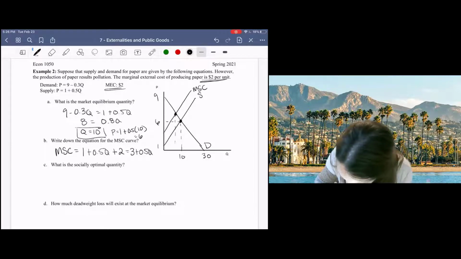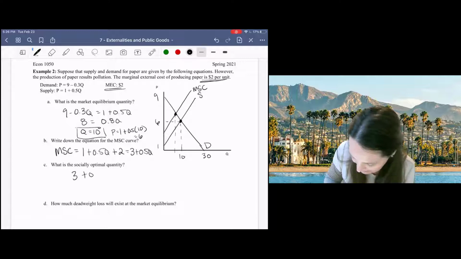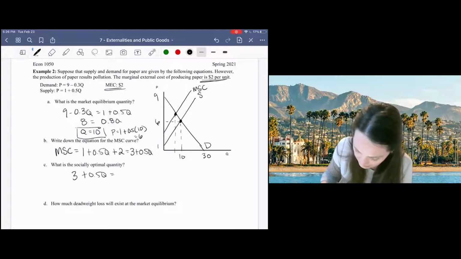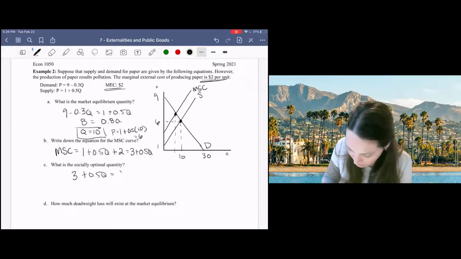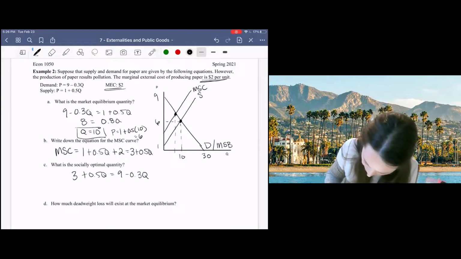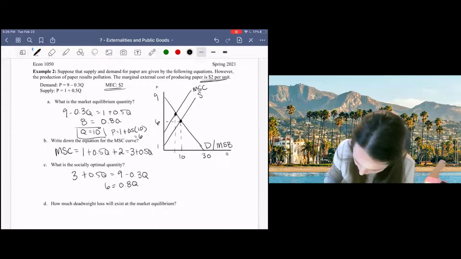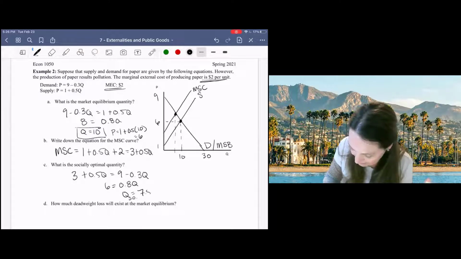And our socially optimal point then will be here. We can find that quantity by setting our marginal social cost curve equal to the demand curve, which represents our marginal social benefit. And we get 6 is equal to 0.8Q. So our socially optimal quantity is 7.5.